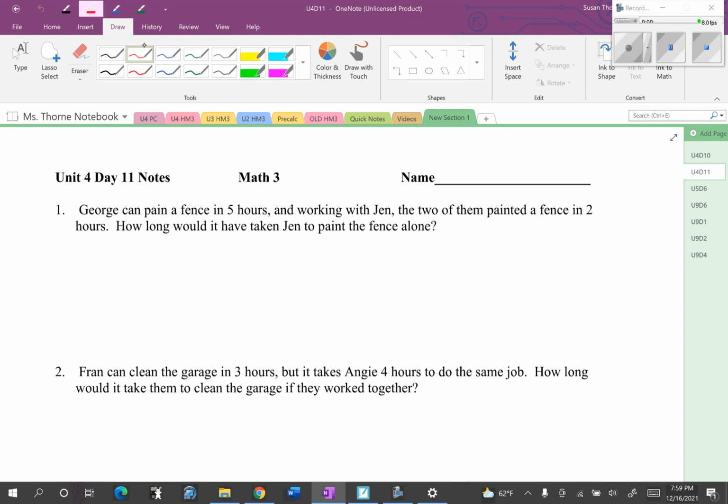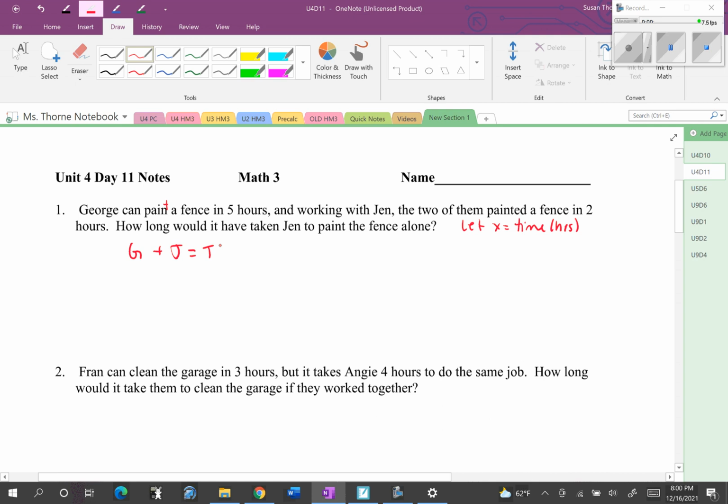George can paint a fence in 5 hours. Working with Jen, the two of them painted a fence in 2 hours. How long would it have taken Jen to paint the fence alone? So we're going to let x equal the time in hours. And so George plus Jen equals the total.